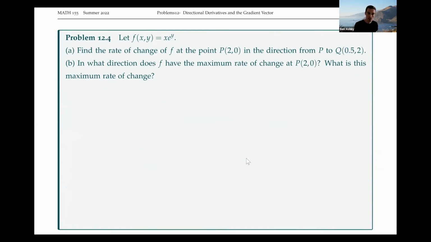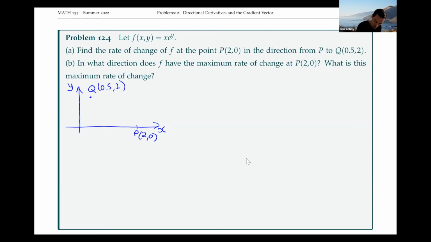Okay, the next problem here, we're asked to find the rate of change of this function at the point P, (2, 0), in the direction from P to some other point Q. So let's just do a quick sketch of what this looks like. This is our x and y axes. This is our point P at (2, 0). And we're going up to some other point Q at (0.5, 2).